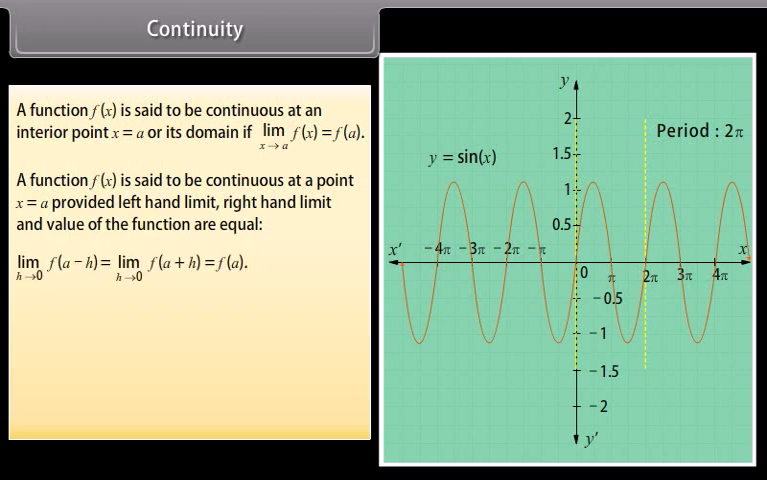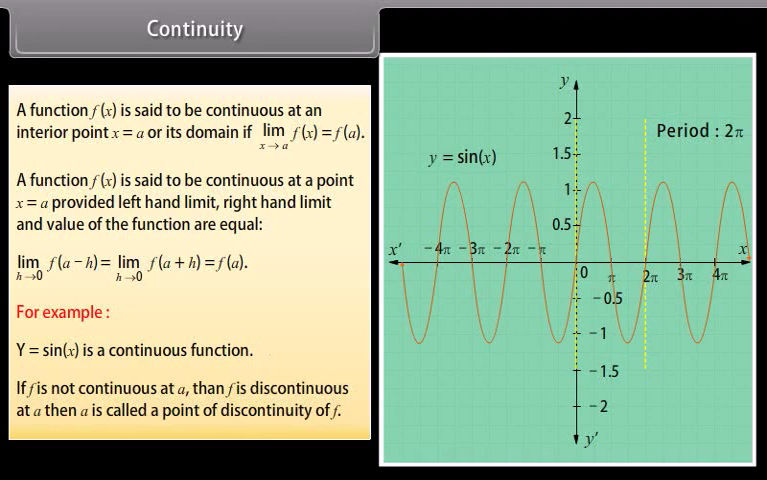Limit h approaches 0 of f(a - h) = limit h approaches 0 of f(a + h) = f(a). For example, y = sin x is a continuous function. If f is not continuous at a, then f is discontinuous at a, and a is called a point of discontinuity of f.